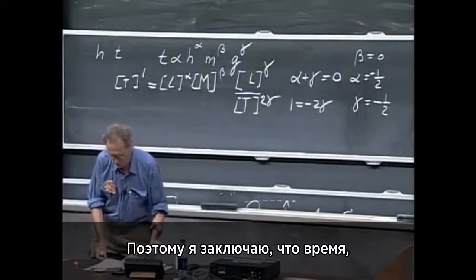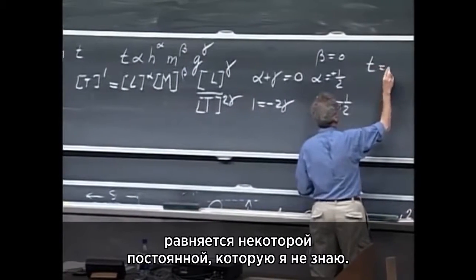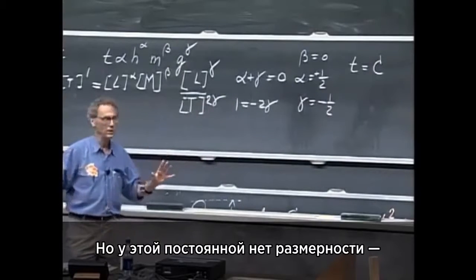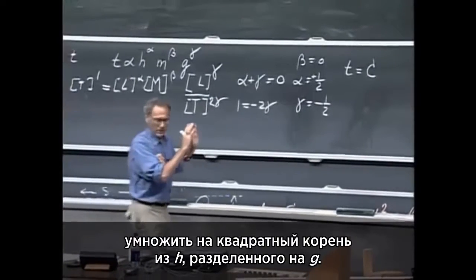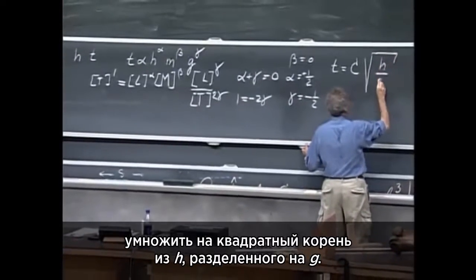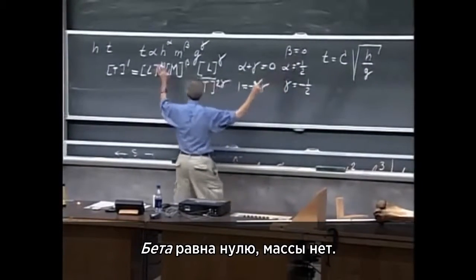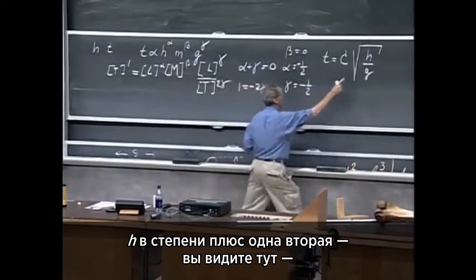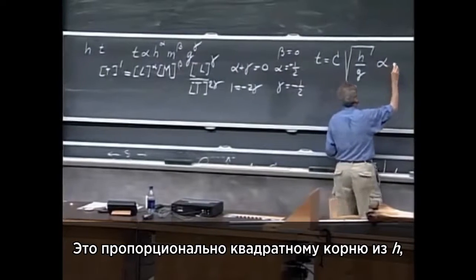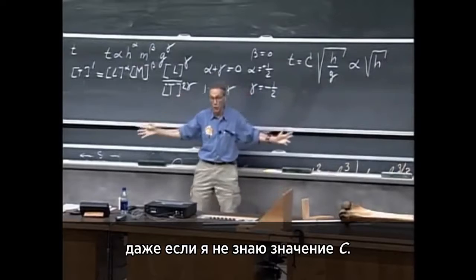I therefore conclude that the time that it takes for an object to fall equals some constant, which I do not know, but that constant has no dimension, times the square root of h divided by g. Beta is 0, there is no mass, h to the power 1/2, you see that here, and g to the power minus 1/2. This is proportional to the square root of h, because g is a given and c is a given, even though I don't know c.